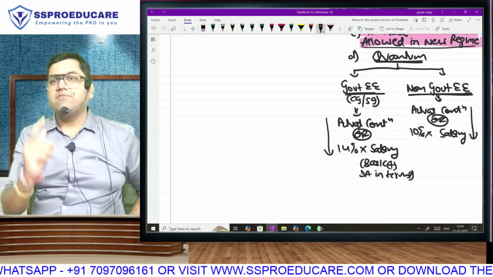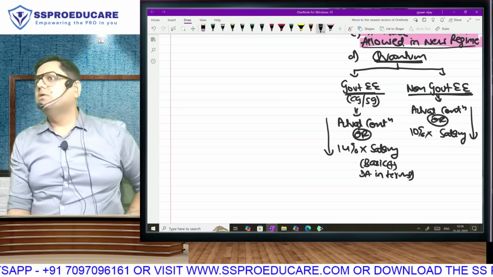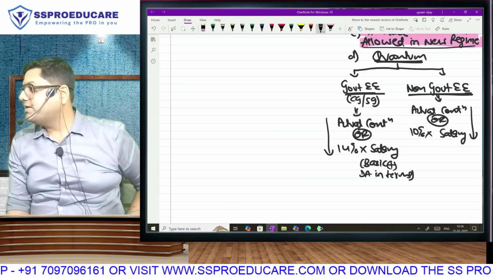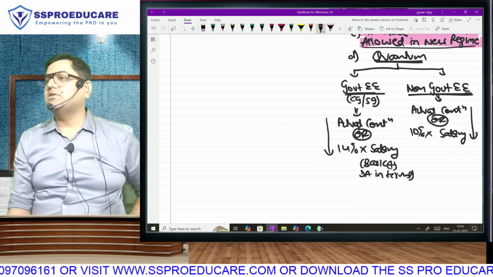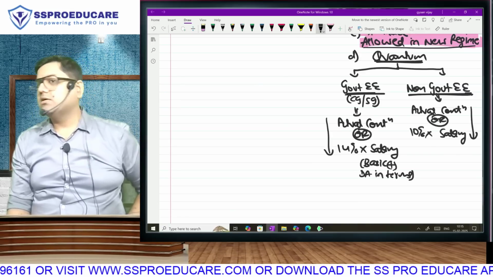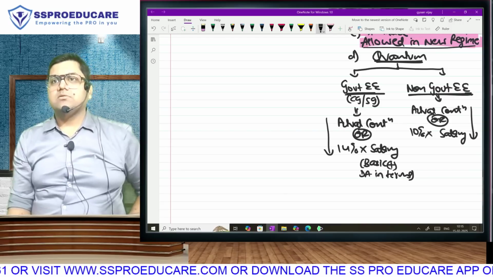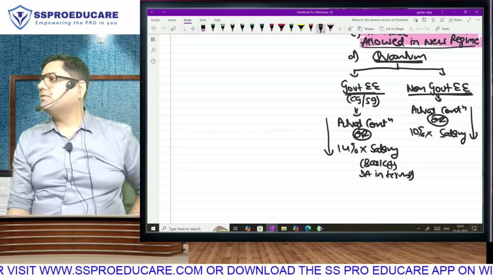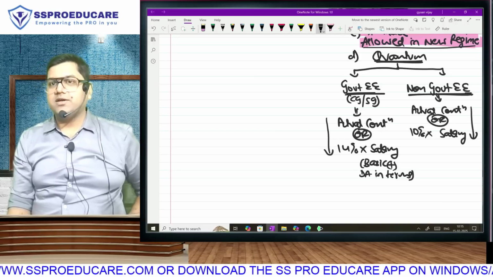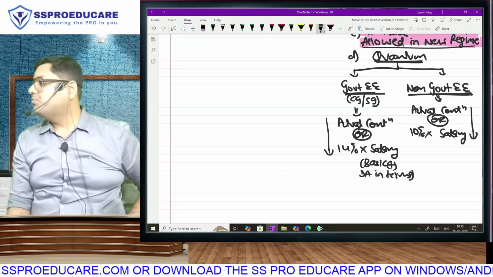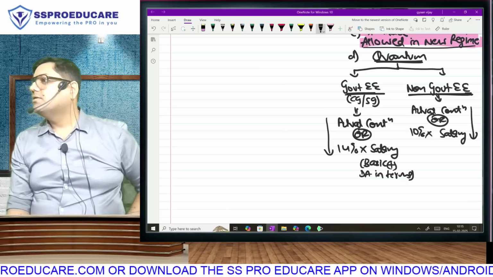So if we take the same data for a non-government employee, under income from salary we will still write 1,20,000. The deduction we will give is only 10,000, which is 10% of salary. Government employees will get 14% and non-government employees will get 10%. Is that clear? So government employees are getting a greater benefit. You private sector people will get 10%.